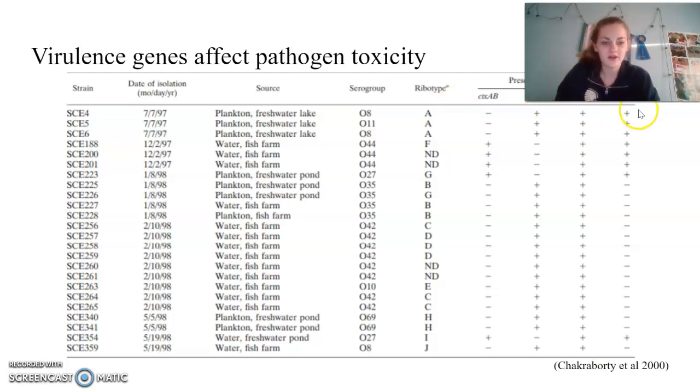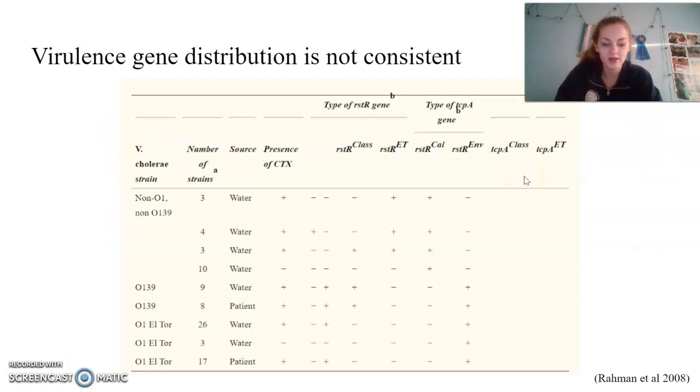This graphic and this one here show that the distribution of the virulence genes in cholera is inconsistent even in the same area. So as we saw over there, there were some differences in serogroups, some minor differences in the actual genes that were present. And this one as well kind of shows the same thing.